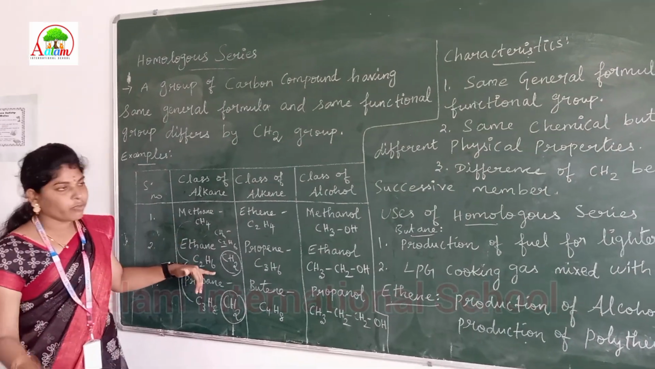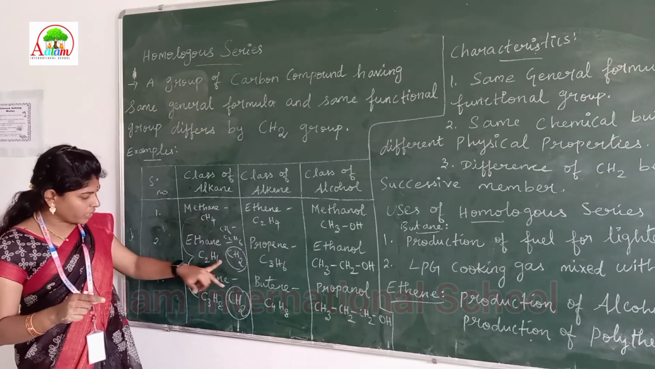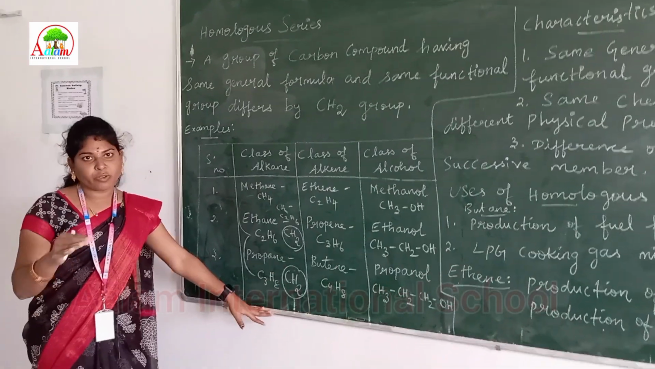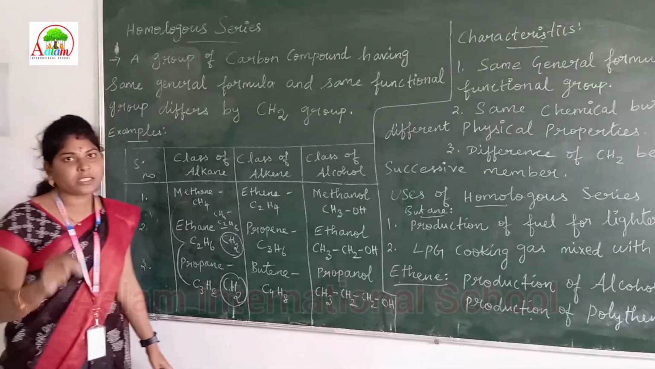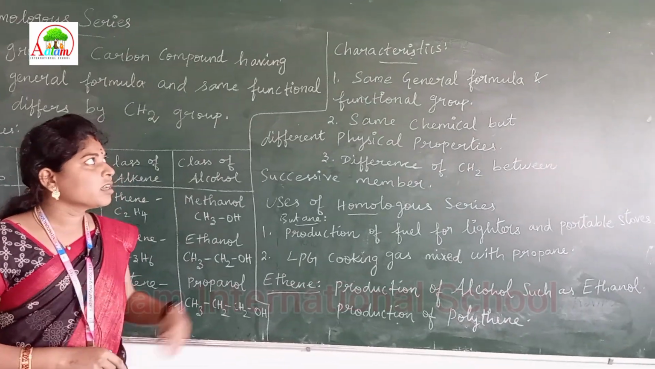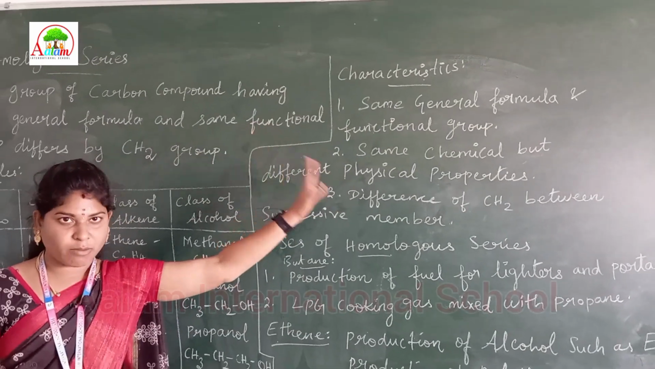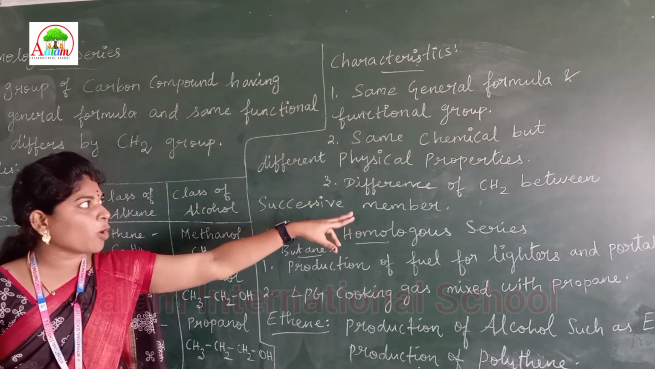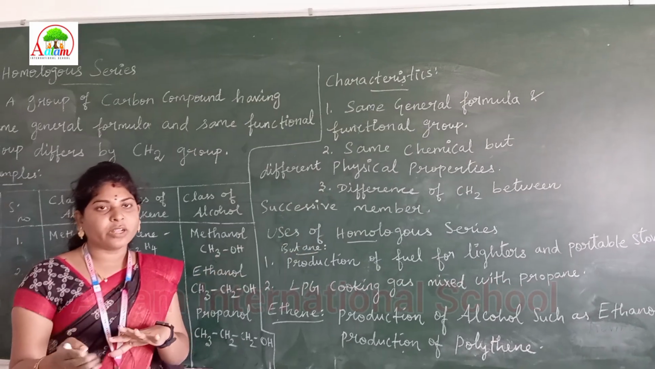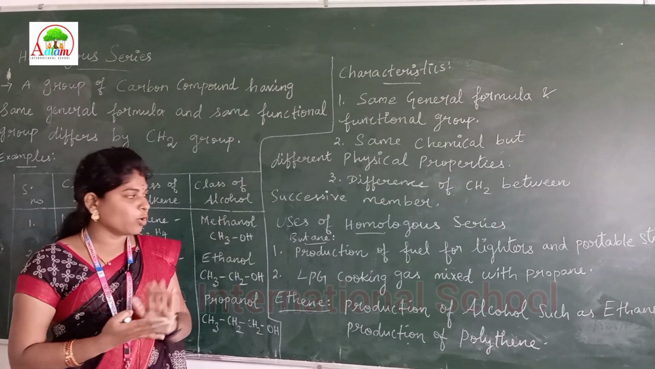So, difference of CH2 between successive members. From methane to ethane, if we take the difference, we will have CH2. From ethane to propane, if you take the difference of the molecular formula, we will get CH2. From propane to butane, we will get CH2. So that is the third characteristic of the homologous series. Again, I am repeating the characteristics. It has the same general formula and same functional group, same chemical properties but different physical properties. Then the third point is it has a difference of CH2 between successive members. So these are the characteristics of homologous series.